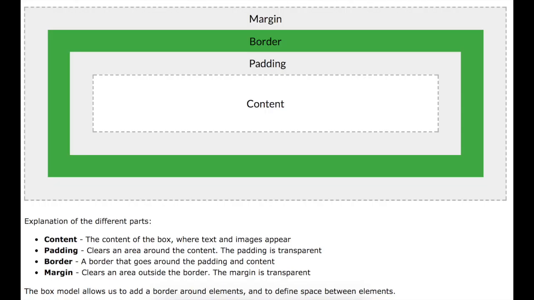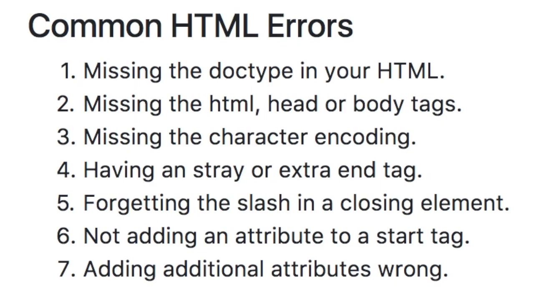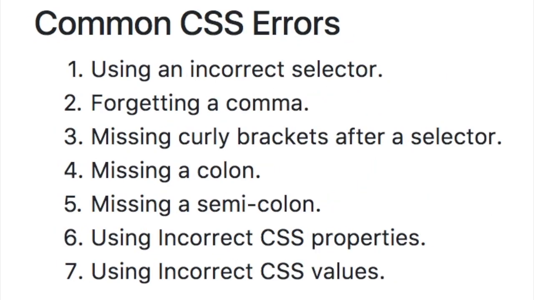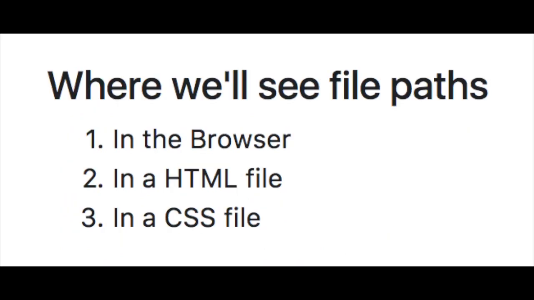We explored the box model, which is on every single element, and how it affects other elements around it. We learned some common HTML and CSS mistakes that we want to avoid. We learned 3 different file paths that are really important to us as developers.